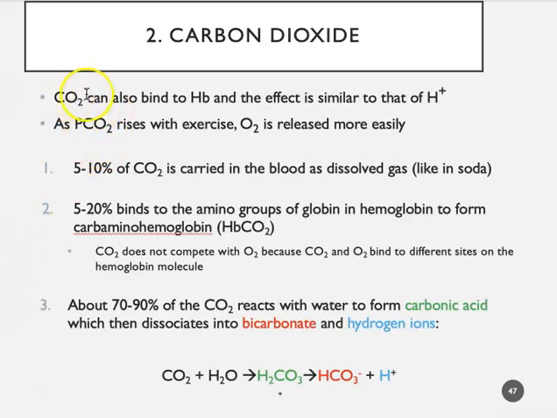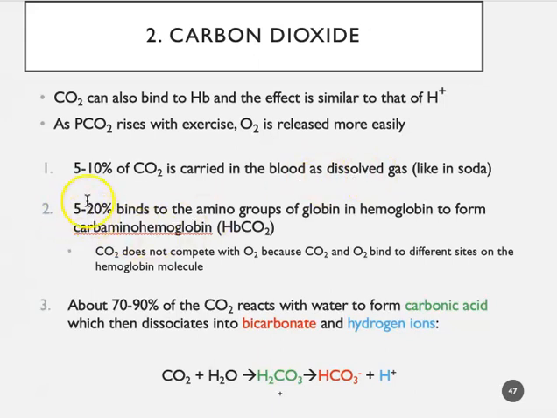Carbon dioxide, as I mentioned, also binds to hemoglobin. And as the partial pressure of carbon dioxide increases, again, oxygen is released more easily from those hemoglobin molecules. I mentioned this to you in the earlier slide. About 7% on average, with a range of 5 to 10%, of carbon dioxide is carried by the blood as a dissolved gas, just like we would see in soda.